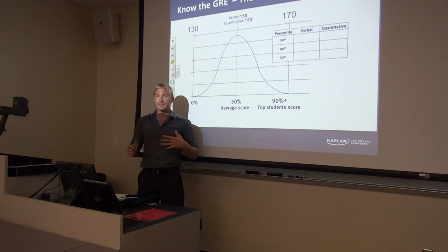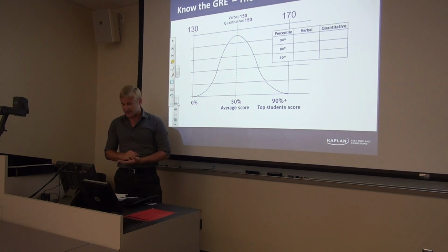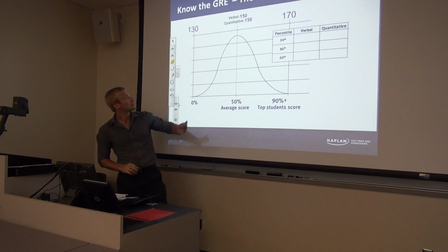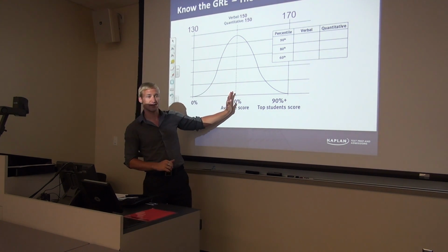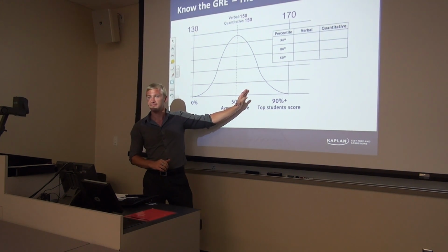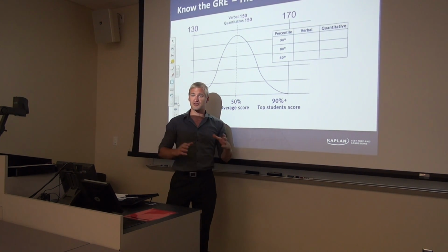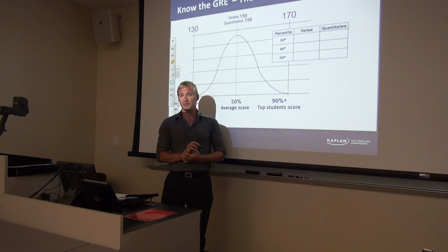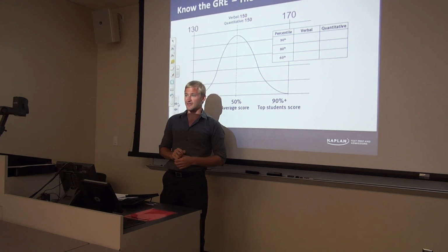Give you an idea of some percentiles. 70th percentile is a 155 in each section. So you can see you're going from a 150 to a 155. That doesn't seem like that many more questions, right? It's only 5 more points. And you're jumping over 20% of test takers. And then 90th percentile is for verbal a 162 and for quantitative a 164.